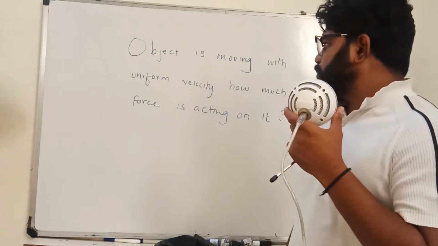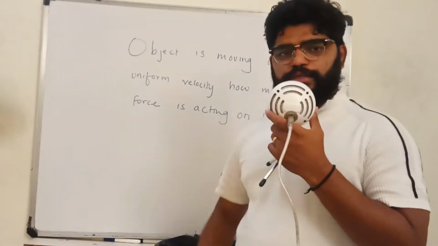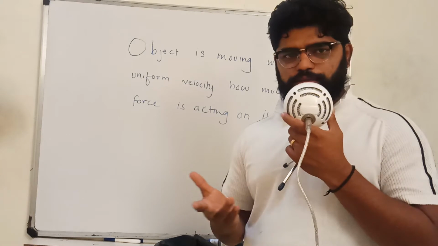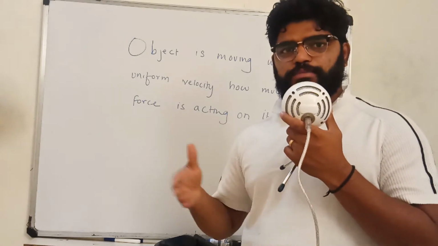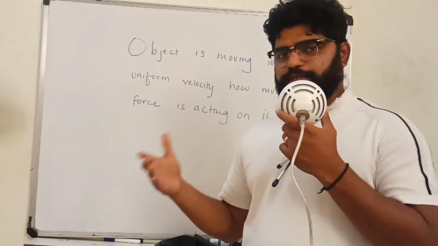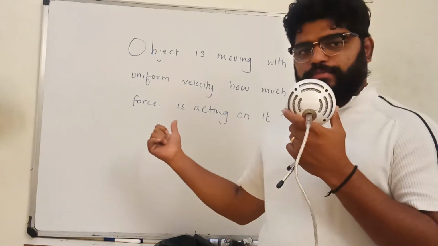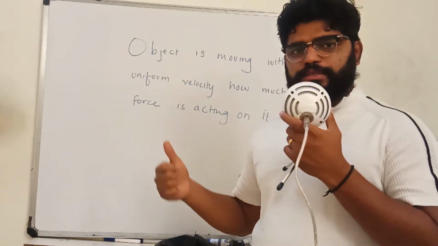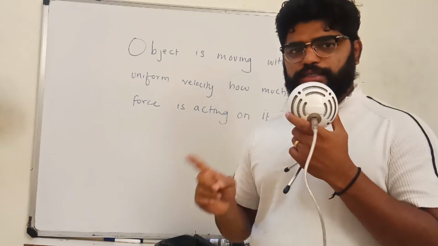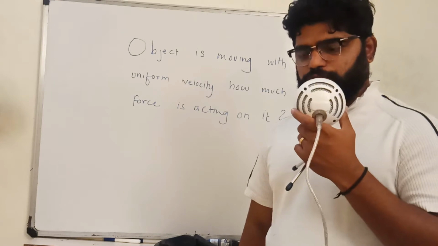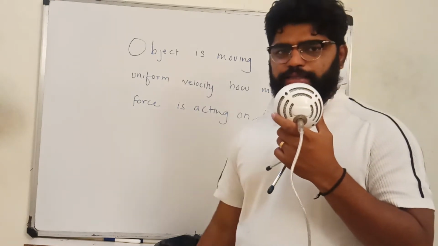If an object is moving with uniform velocity, then the acceleration is zero, because acceleration means the velocity keeps on changing. If the velocity is changing, there is acceleration. Since velocity is uniform, there is no change in velocity, that means the acceleration is zero. So if acceleration is zero, the force acting on the object is zero. So that is one case.